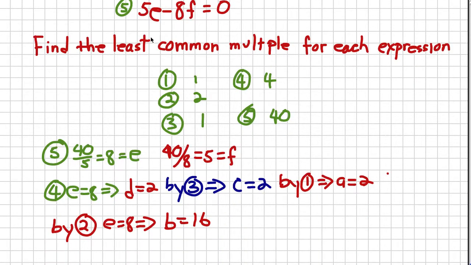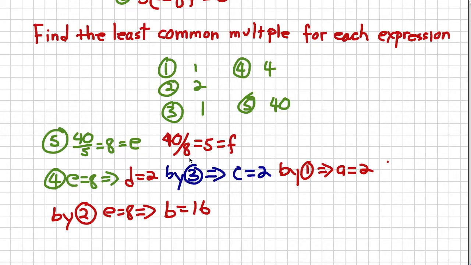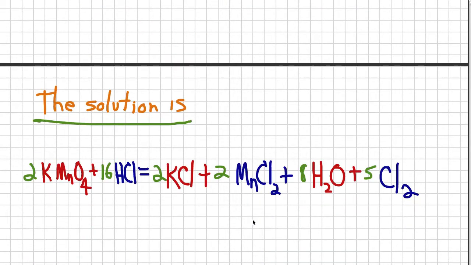So here's then the solution. I have E is equal to 8, F is equal to 5, D is equal to 2, C is equal to 2, A is equal to 2, and B is equal to 16. So I can now put those numbers in, and I say the solution to my equation is A times this compound, A is 2, plus B times this compound, B is 16, is equal to C times this compound plus D times this compound plus E times this compound plus F times that compound. So this is the solution to balancing this chemical equation.